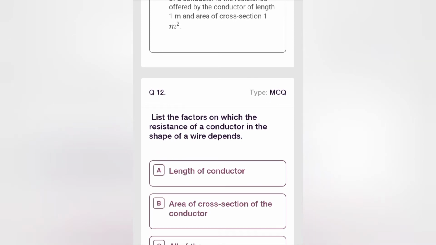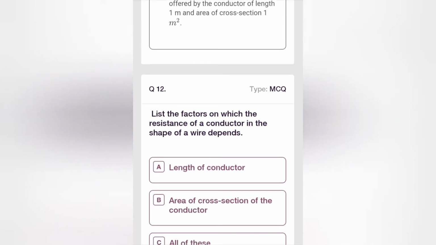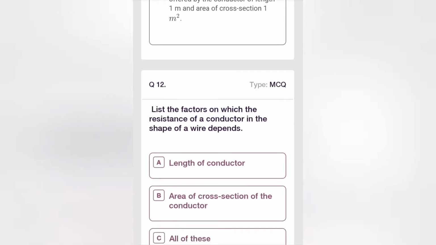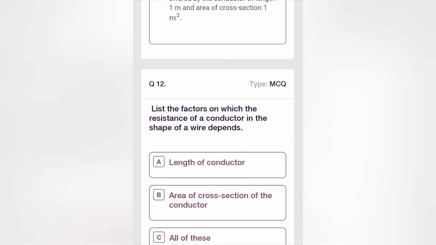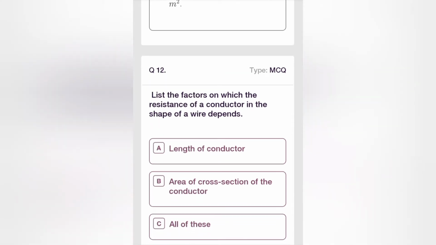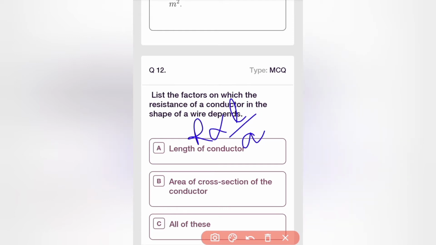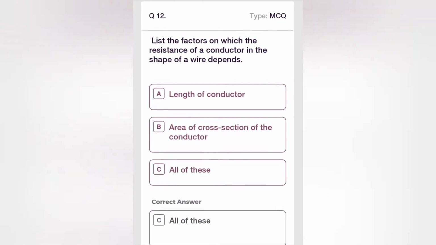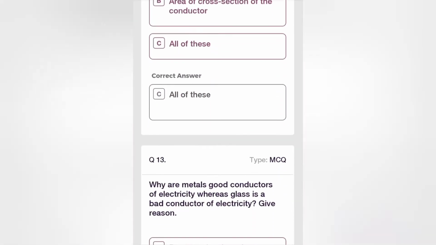List the factors on which the resistance of a conductor in the shape of wire depends. See, the resistance depends on length, area. Yes, we know that the formula for resistance is directly proportional to length and inversely proportional to area. So it is dependent on A and B. So therefore, option C, all of these.